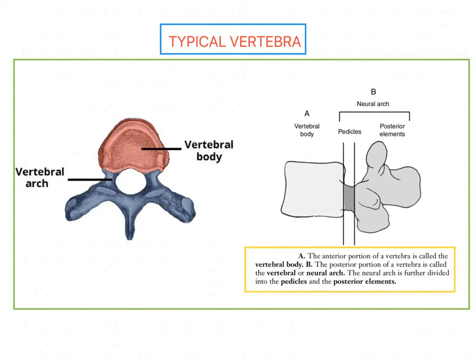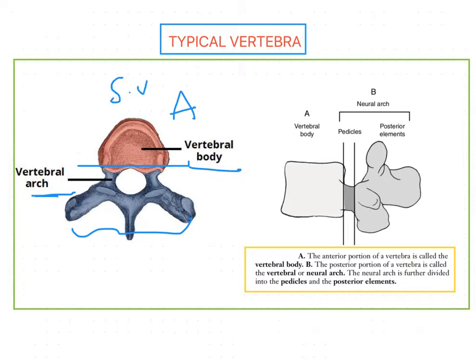Now we are going to discuss the features of the typical vertebrae. The structure of the typical vertebrae consists of two major parts: the anterior vertebral body and the posterior vertebral arch, or neural arch.